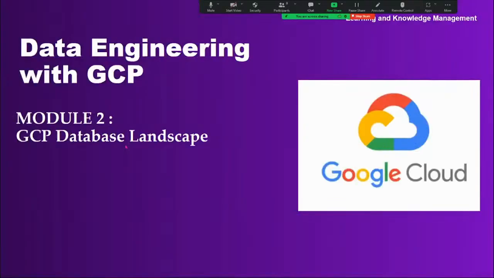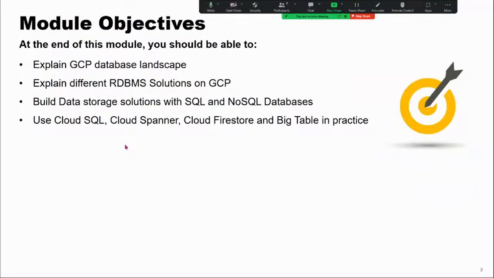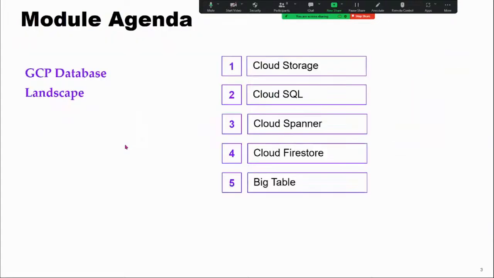So in the GCP database landscape, this is the agenda, guys. We are going to explain the whole GCP database landscape and the differences between RDBMS as well as NoSQL databases. And in this one, we are going to look at Cloud SQL, Cloud Spanner, and Bigtable.